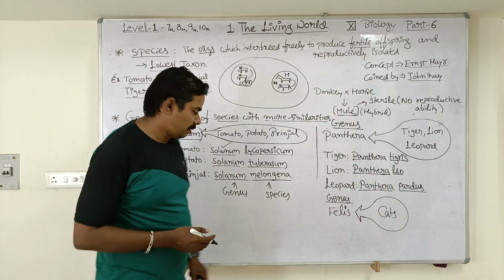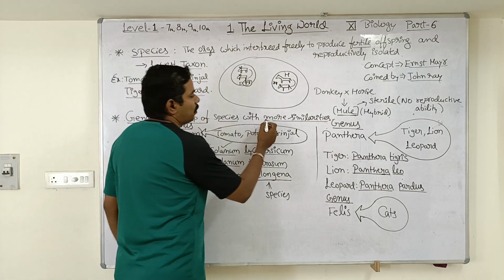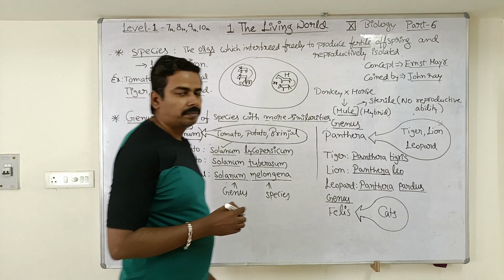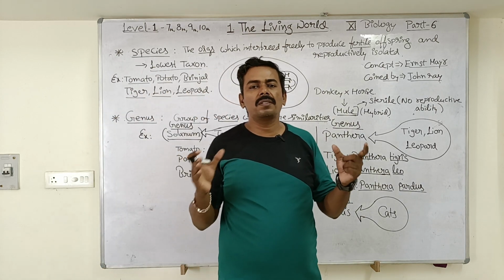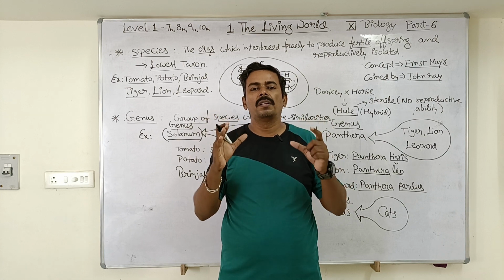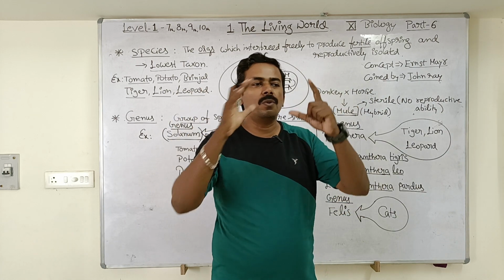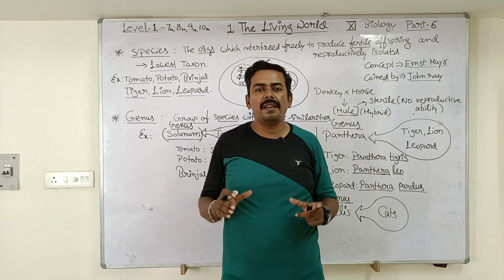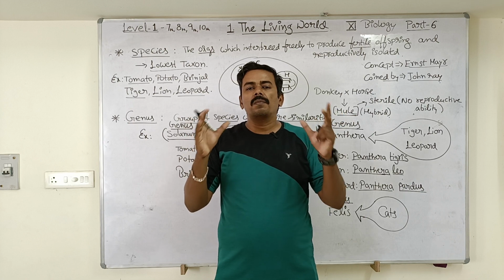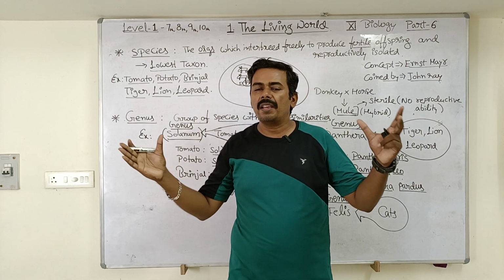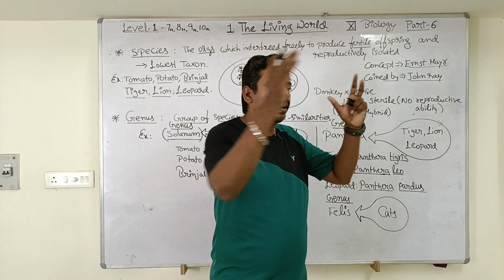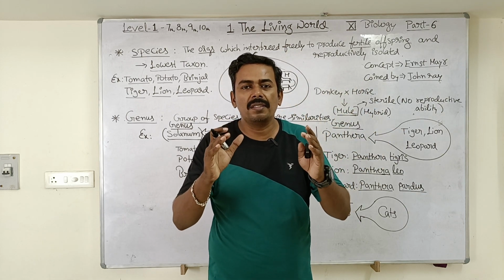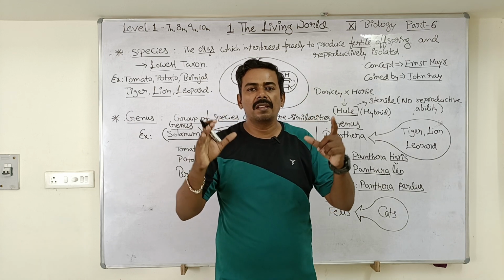So what is genus? Group of species with more similarities included in a taxon called as genus. When several species are having some set of characters in common, all this group of species can be put in one separate group called as genus. I repeat once again. When several species are having more characters in common, we can take all these species and put in a separate group called as genus. So genus includes the group of living organisms which are having more characters in common.